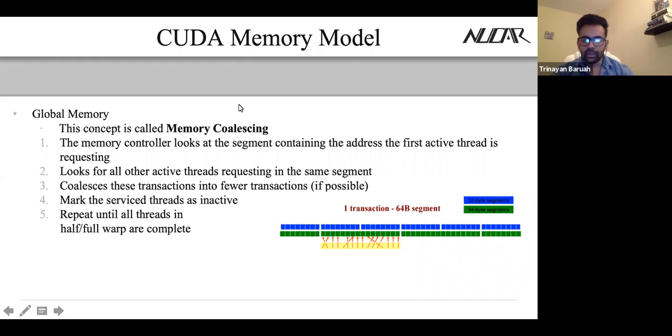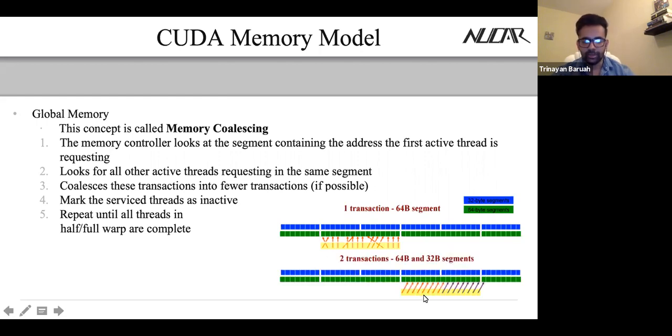Here we are just showing a diagram of one transaction, which is a 64-byte segment, and all the threads are trying to access this. And here there are two separate transactions, a 64-byte and a 32-byte segment.